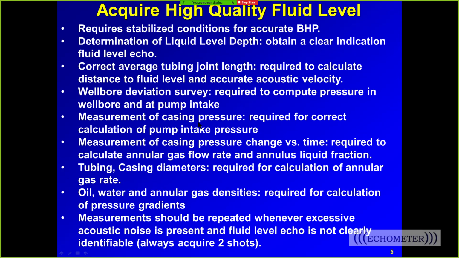We need a casing pressure, because we want to calculate the pressure from the surface down the well, and so you need an accurate casing pressure. That means you need to do a zero offset on your pressure transducer, with no pressure on the gas gun, before you connect the gun to the well and fire the shot.